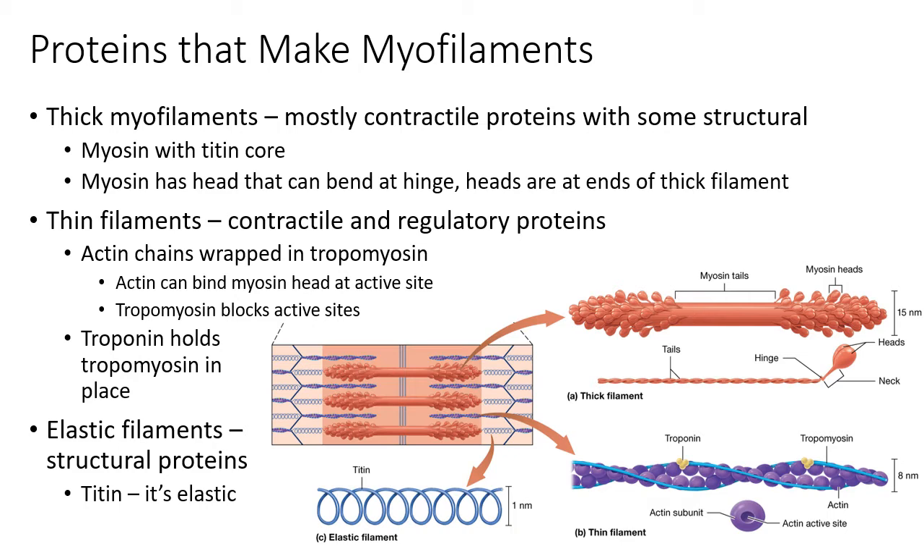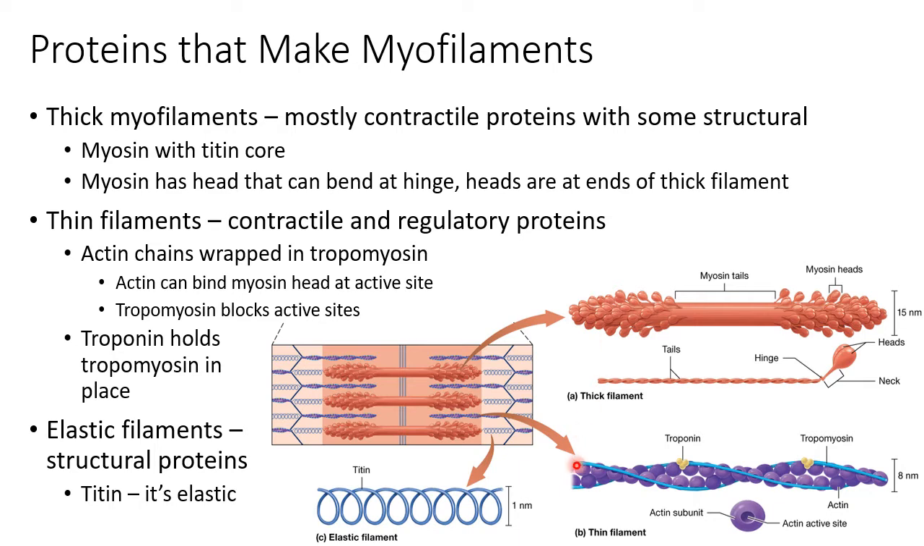So for each of these filaments, we'll go through its structure, starting with the thick filament. It's mostly made out of myosin. This is one myosin protein. So it has kind of a long tail and then a fat head at the top. The head is actually able to bend. So right where the head joins to the tail, you have a hinge and the head can bend there. So the thick filament is mostly made of those myosins, so that the heads are sticking out at either end of the filament. In the very center of the filament, you'll also have titin, giving it structural support.